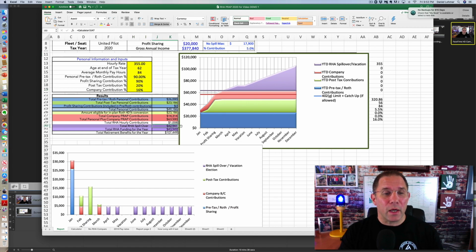And as you can see here, it's very aggressive. So overall personal contributions are $49,000, almost $50,000 throughout the year. You can take $23,000 in post-tax contributions, convert that to the Roth 401k, and that's tax-free for the rest of your life. So that's huge. That's double tax-free. You're getting $43,000 in RHA spillover. That's triple tax-free. So this is a great way to really sock some money away if that's what you want to do.